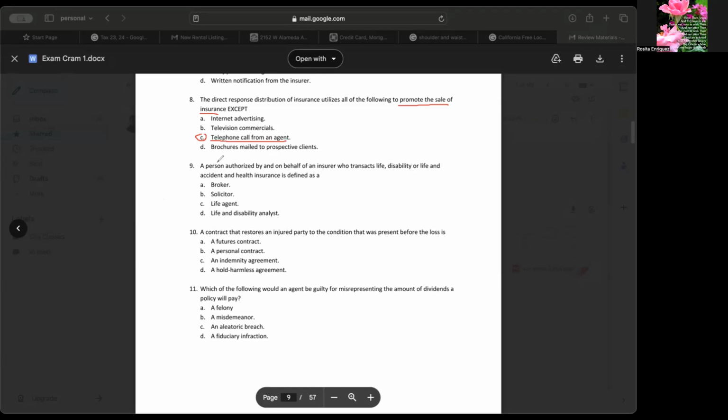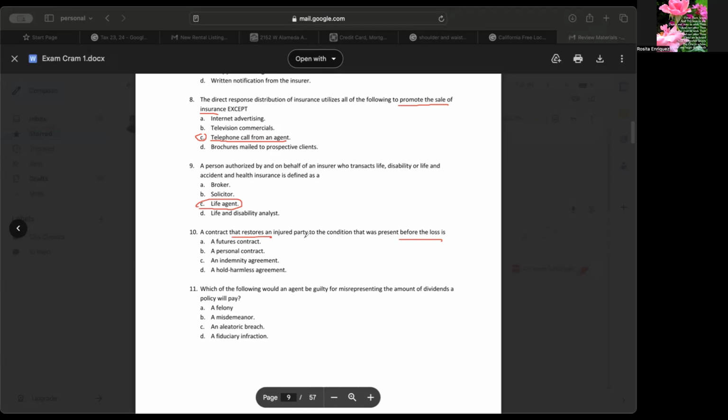Number 9, a person authorized by and on behalf of an insurer who transacts life, disability, or life and accident and health insurance is defined as life agents, life insurance agents. Okay.